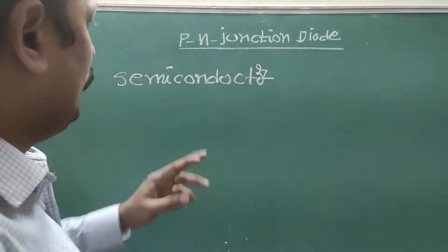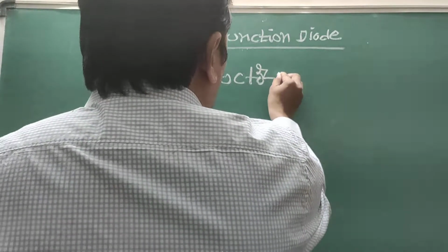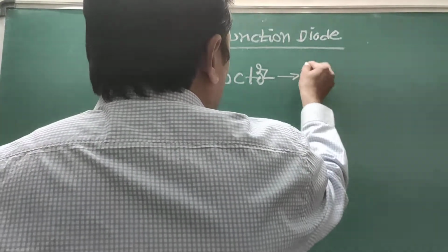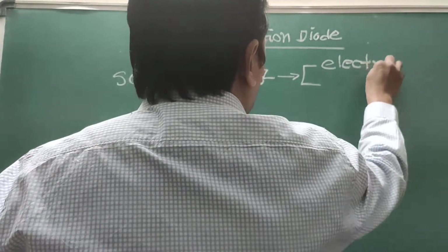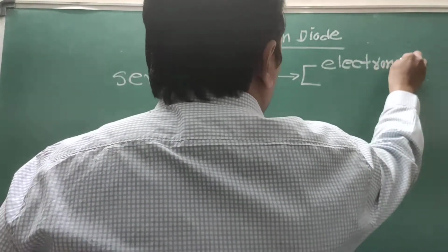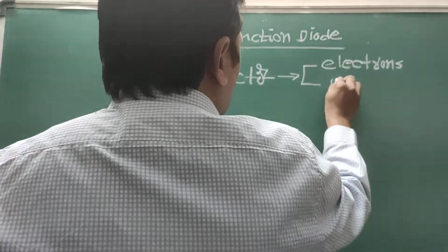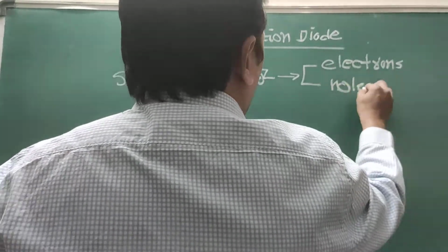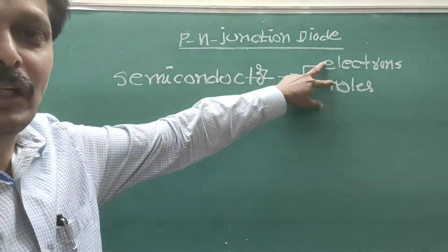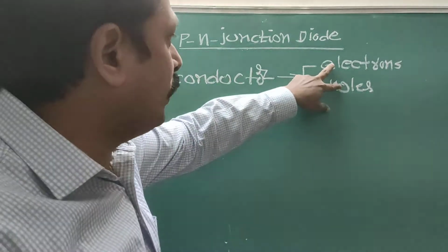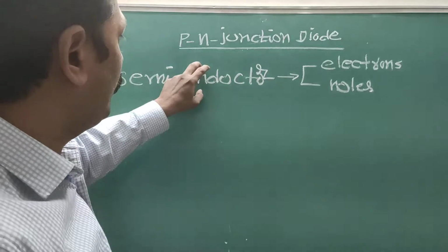The semiconductor contains two kinds of charges which are responsible for the flow of current through the material. One is called electrons, second one is named as holes. These two are the charges which are responsible for the flow of current through the semiconductor.